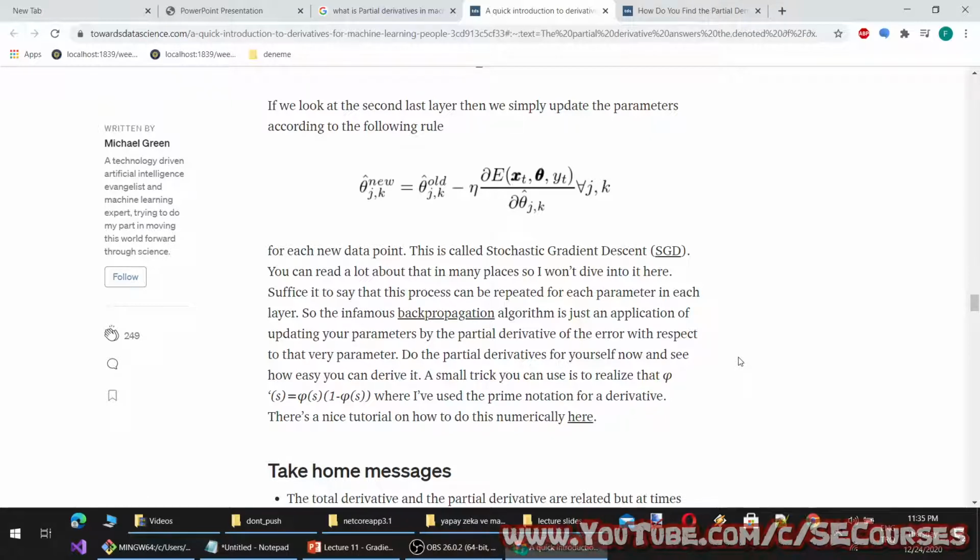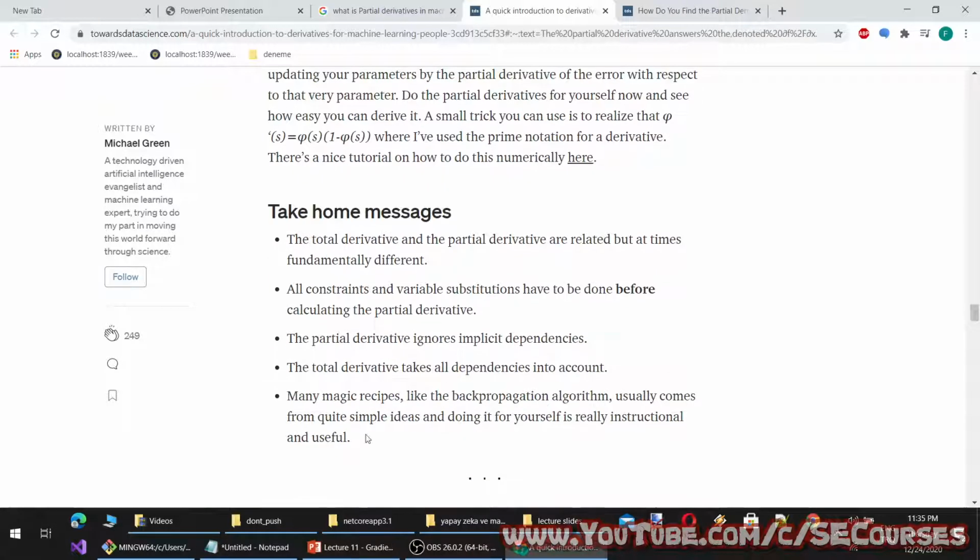So the infamous backpropagation algorithm is just an application of updating your parameters by the partial derivative of the error with respect to that very parameter. Do the partial derivatives for yourself now and see how easy you can derive it. A small trick you can use is to realize that φ'(s) equals φ(s)(1 − φ(s)), where I've used the prime notation for a derivative. There's a nice tutorial on how to do this numerically here.